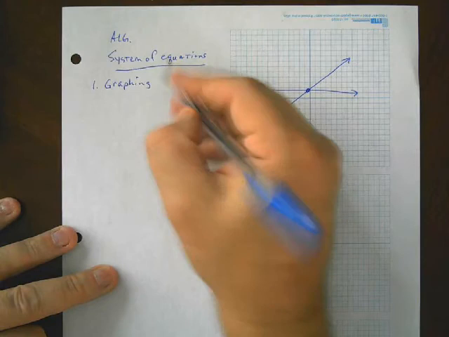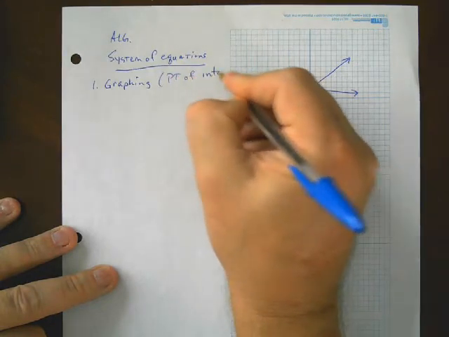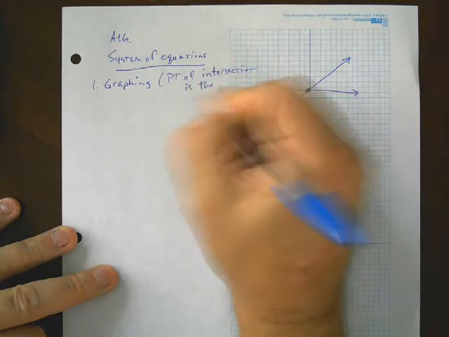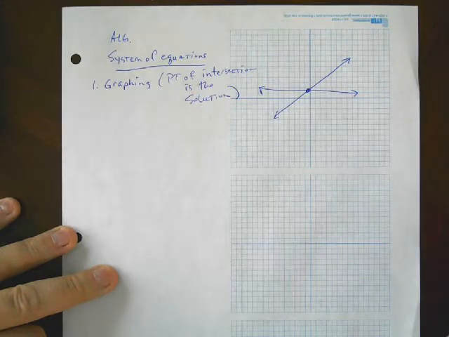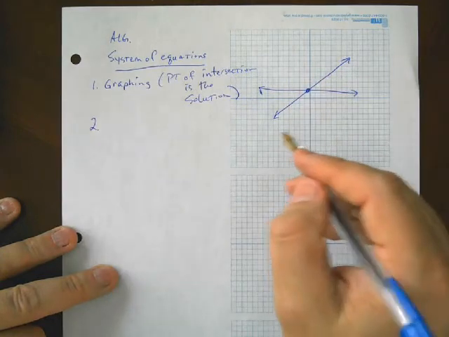Okay, and so the point of intersection is the solution. All right, so that's probably the least favorite way to do these.